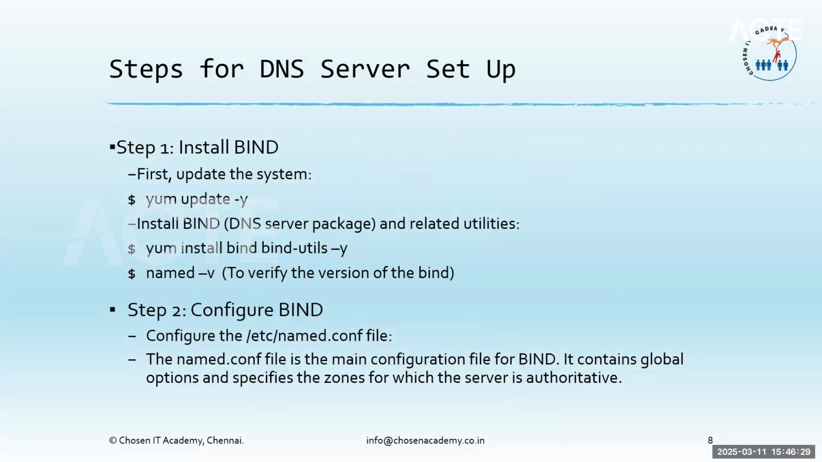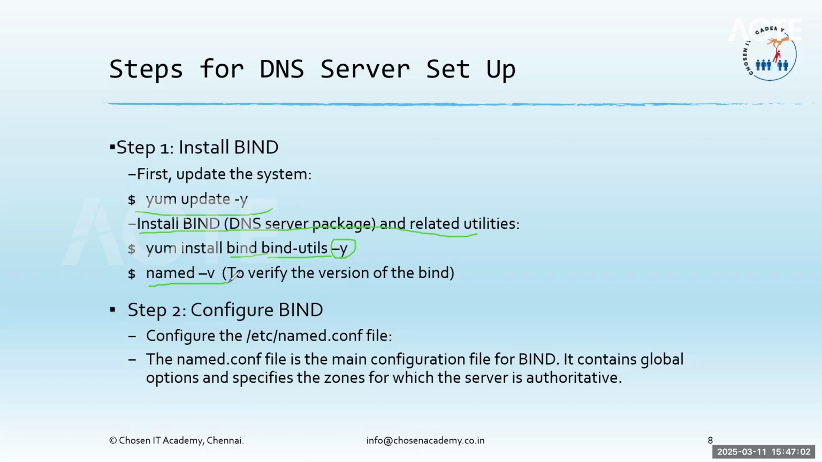So you see the steps for setting up the DNS server. First, we need to update the system with yum update -y, and then next is to install the DNS server package. The command is bind and bind-utils -y. Both of these we'll have to install. Once we install, we can give named -v.